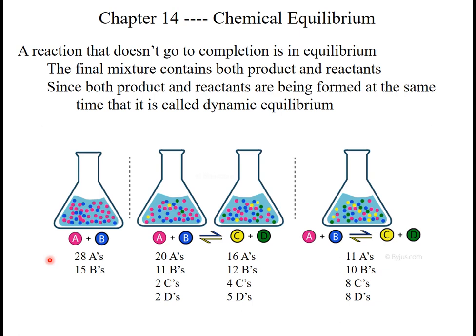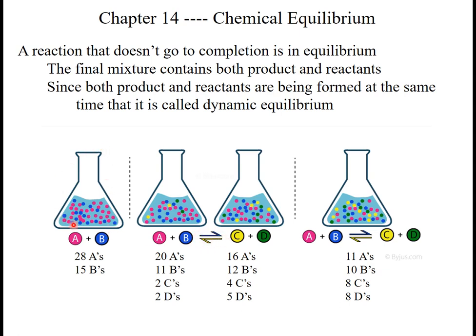Up until now, we've been talking about reactions going to completion, which means they only contain products. They may contain one reactant, but not both reactants. Since the products and reactants are being formed at the same rate, this is called a dynamic equilibrium, which basically means that the reaction is going forth and back. We symbolize equilibrium by using a double arrow like this. This is showing the fact that it's going forward and it's going back.